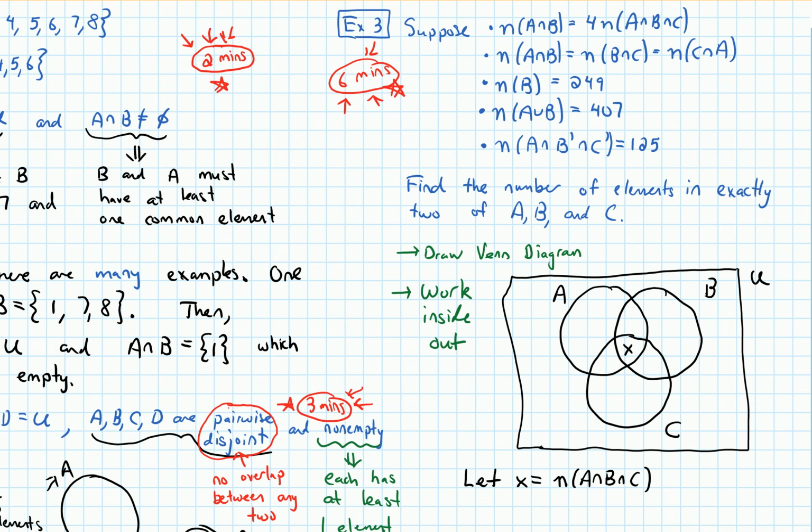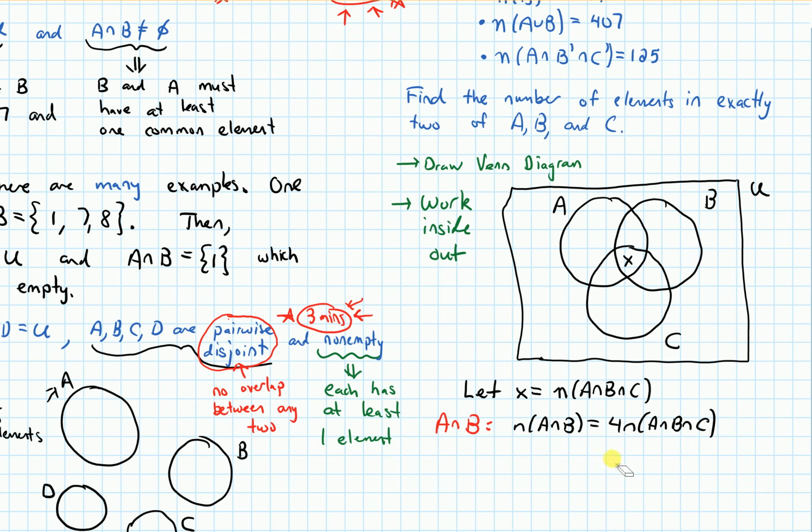And then next, I'll start to focus on some of these regions that are part of the intersection of 2 of the circles. So the intersection of A and B, or the intersection of A and C. Thinking about the first condition still, it tells me that the number of elements in A intersect B is equal to 4 times the number of elements in A intersect B intersect C.